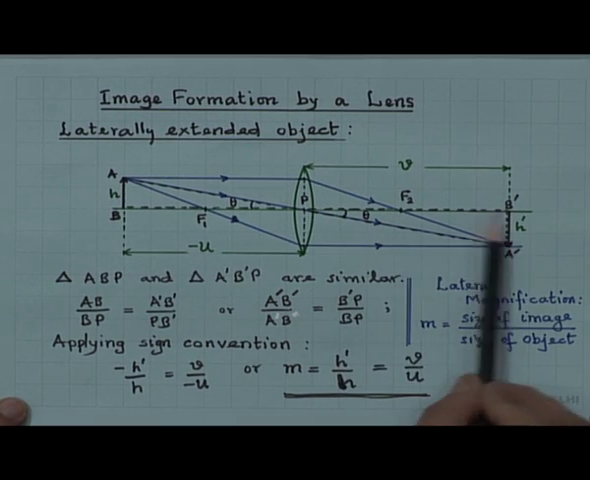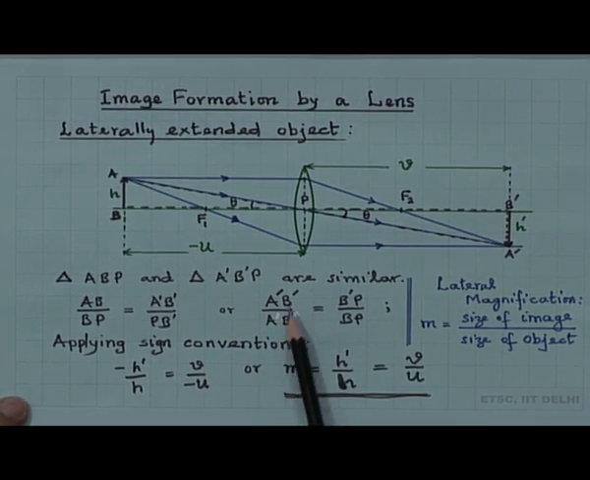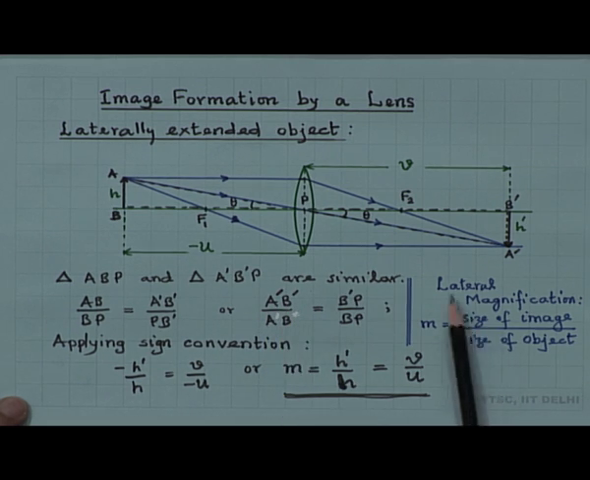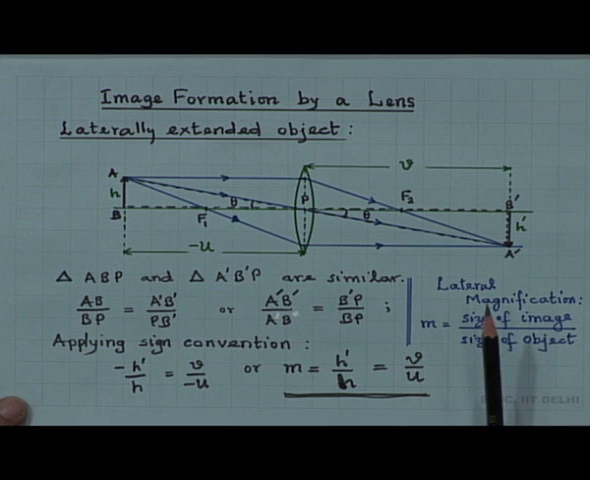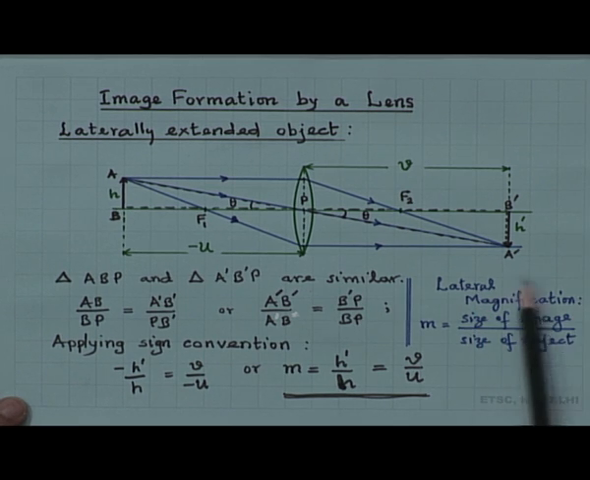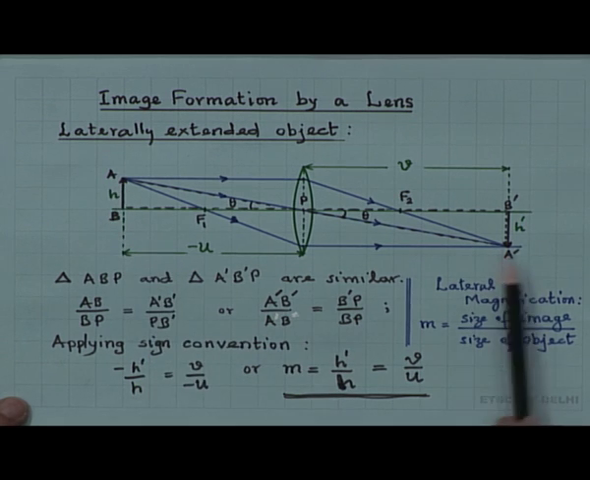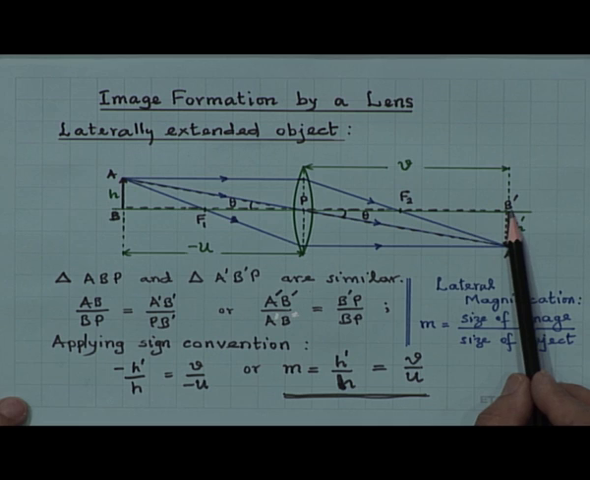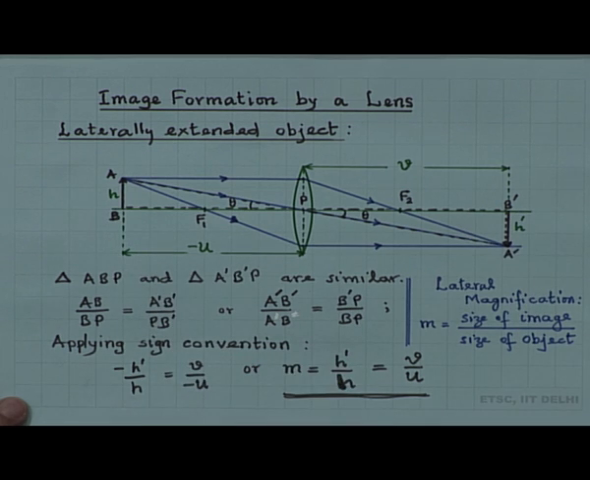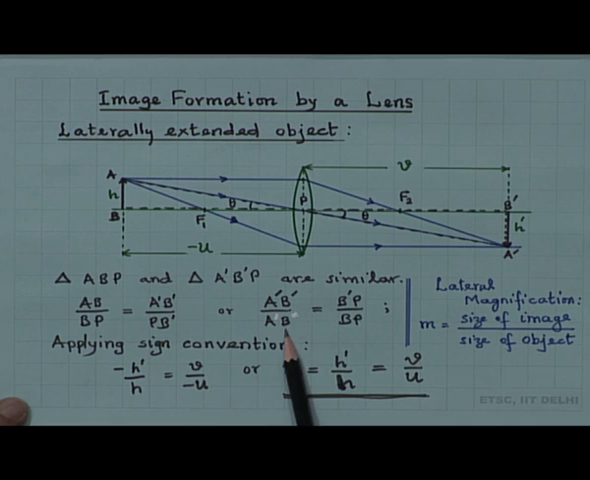Now, applying the sign convention, we know what it is. We are interested in finding A dash B dash by AB, because we are interested in the lateral magnification, just as in the case of a mirror. M is equal to size of the image by size of the object, that is, A dash B dash by AB. So, A dash B dash by AB is equal to B dash P by BP.